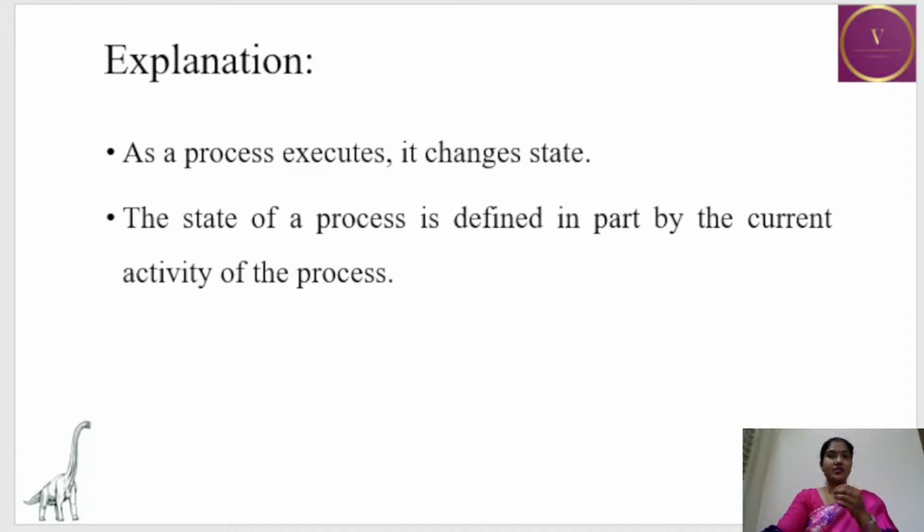The state of the process is defined in part by the current activity of the process. Currently, what activity the process is doing, either it is in the new state, or it is ready for execution, or it is in the running state, or because of an IO operation it is in a waiting state, or the work of the process is over, so it is in the terminated state. So the state of the process is defined in part by the current activity. Depending upon what activity the process is doing, the state of the process is defined.